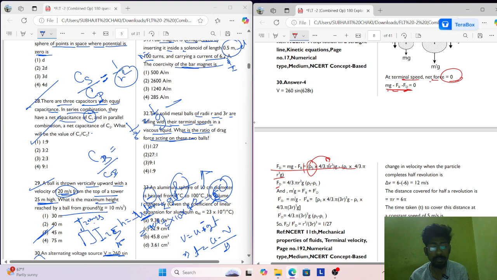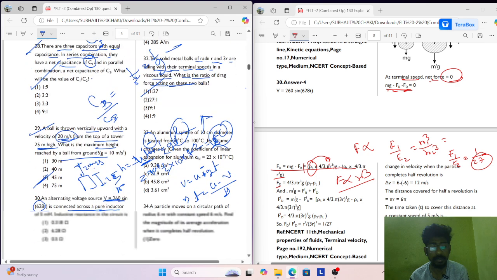Rho, which means density, into volume into g, mass into acceleration. Same here. So if Fd will be equal to this, then F is proportional to r cube. So F1 by F2 will be equal to r1 cube by r2 cube. R1 is R, R2 is 3R, which means 27. So 1 by 27 will be our answer.